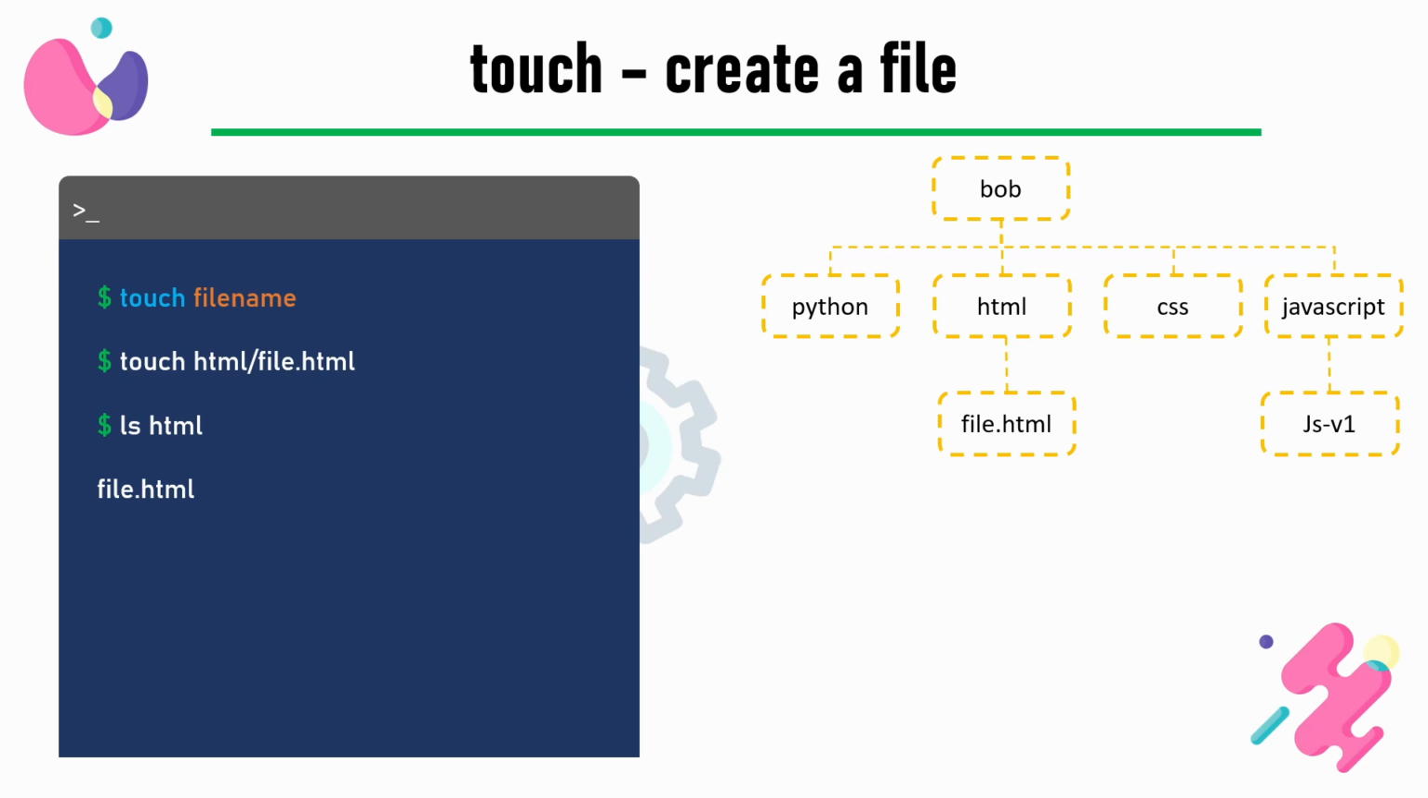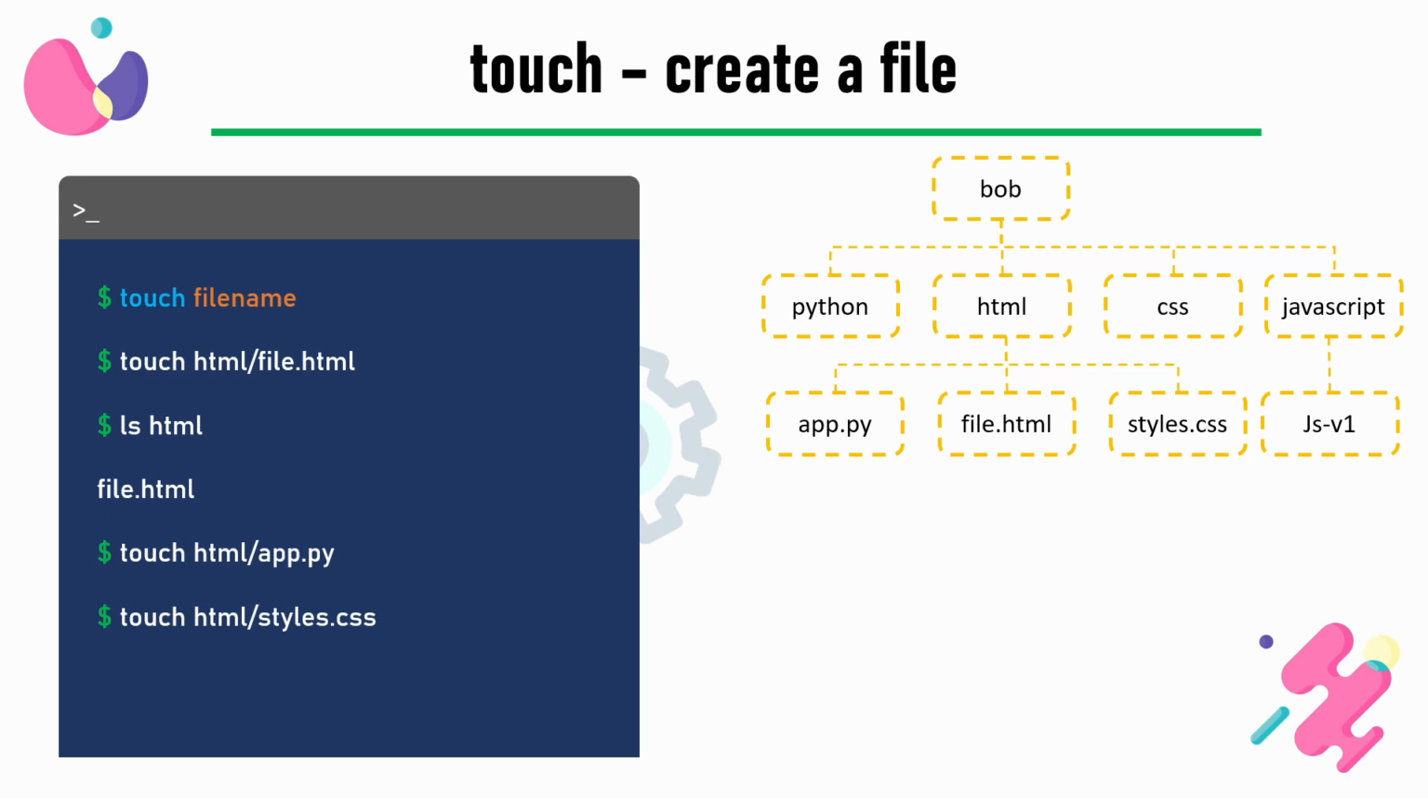Let's also create two other files in the HTML directory, one called app.py and another called styles.css that we will need later to work with. Now you see that we have different files of different types, all of them in the HTML directory. So let's see how we can put them in the right place by moving each file to the appropriate directory.